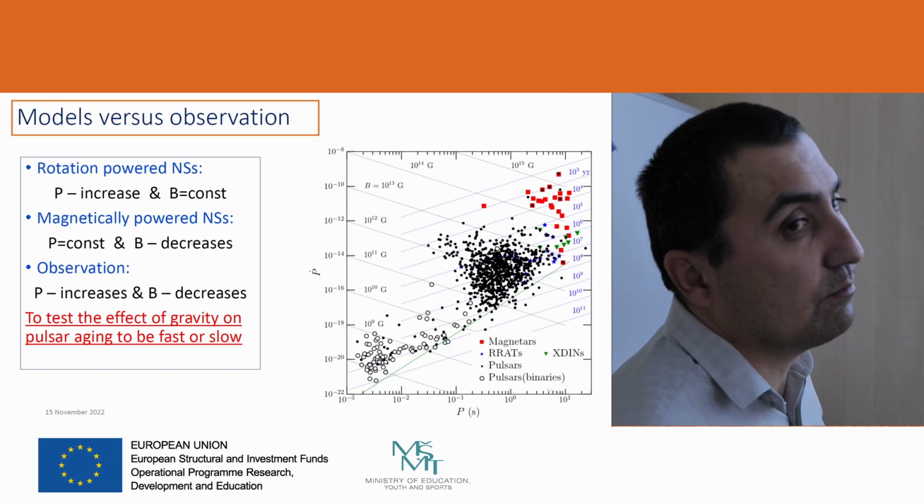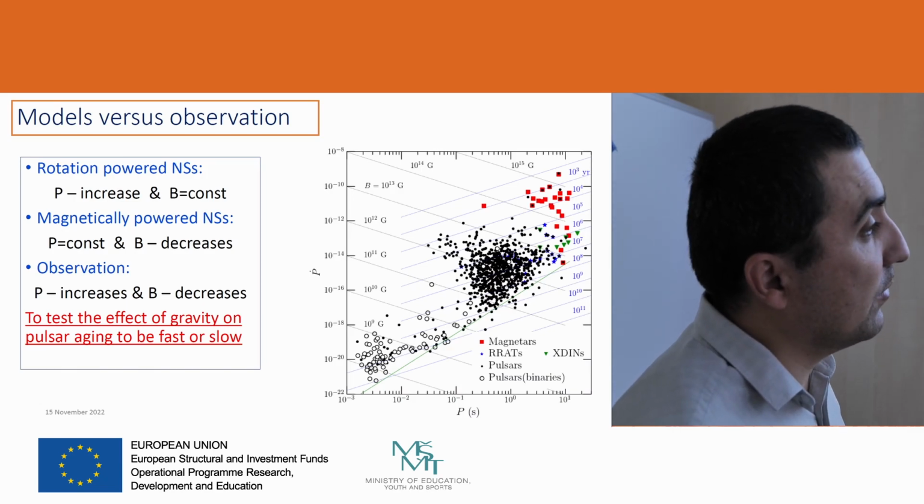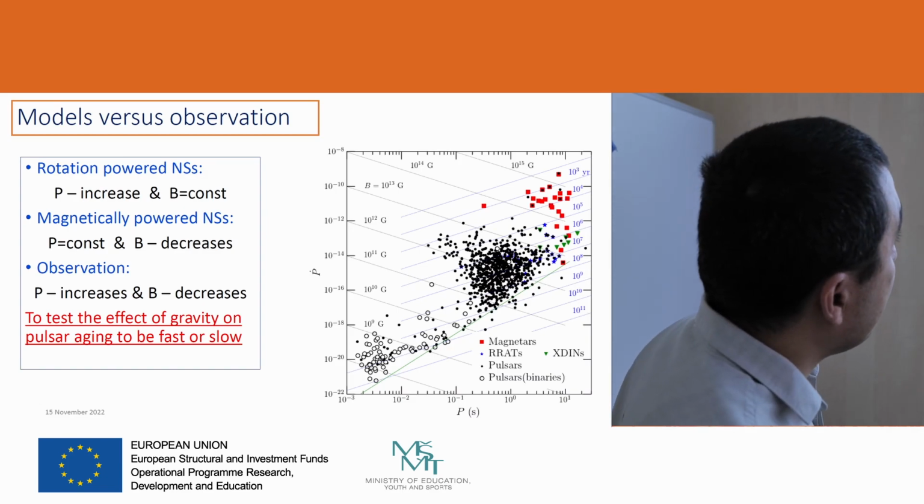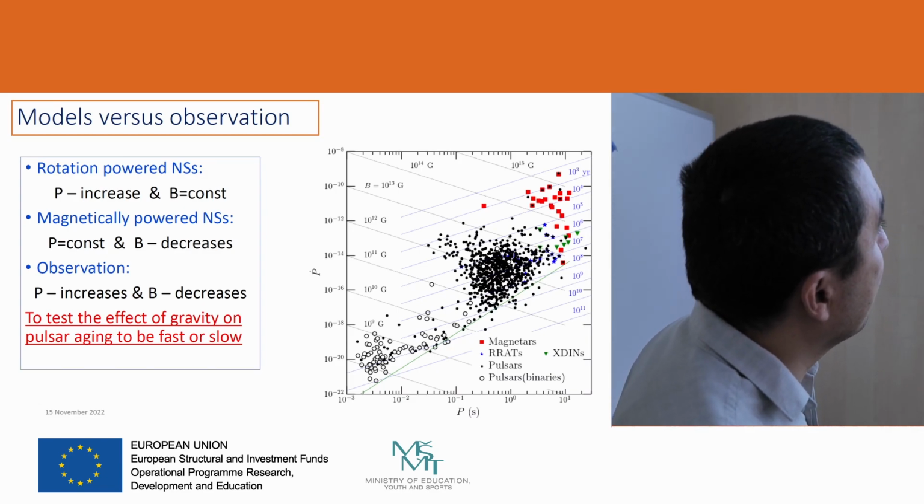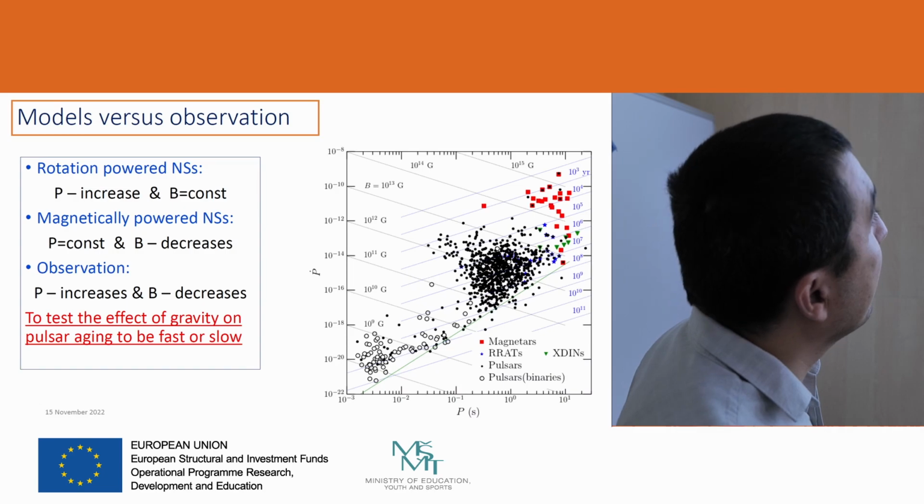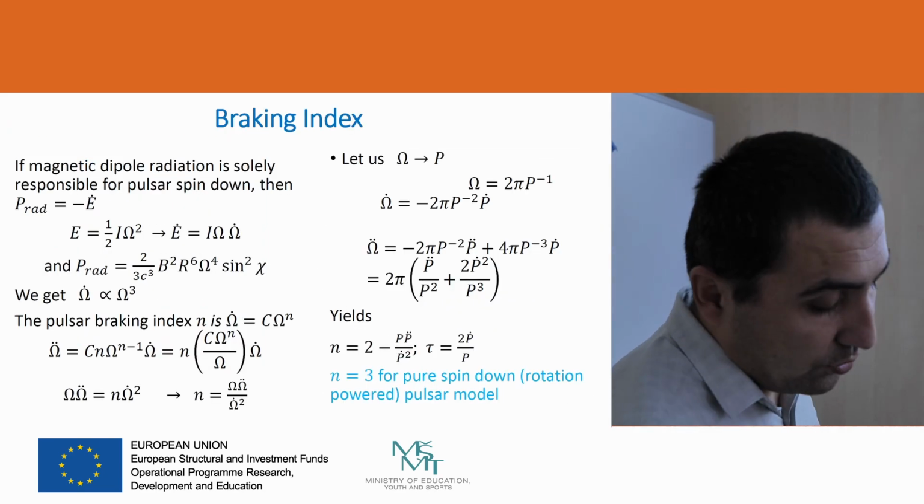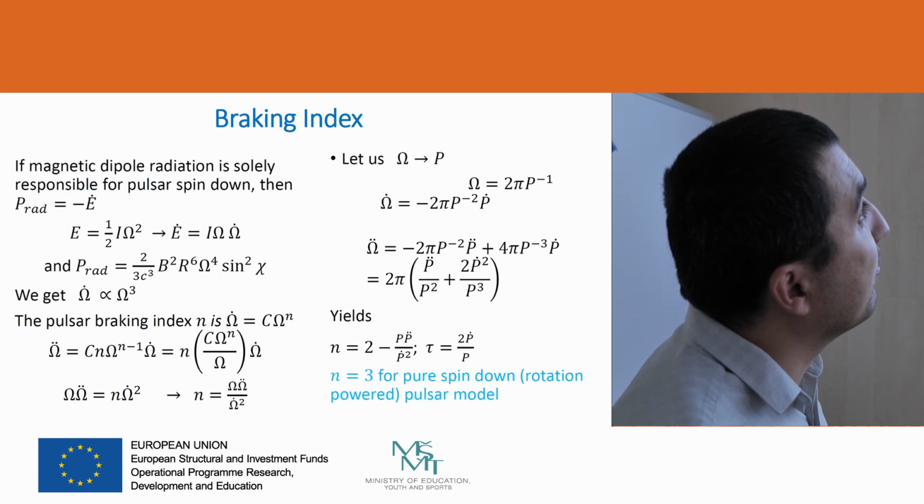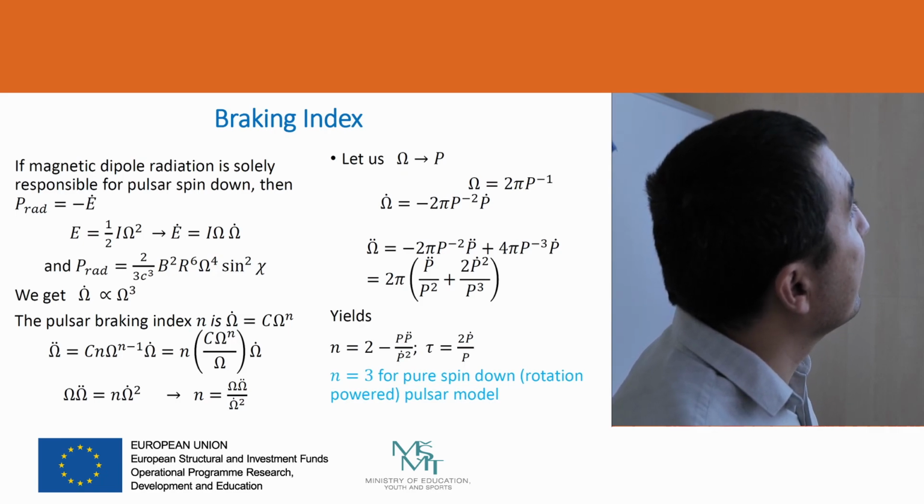Maybe there is some model where both models work. Here we can test these effects. How can we test? We can measure the breaking index.